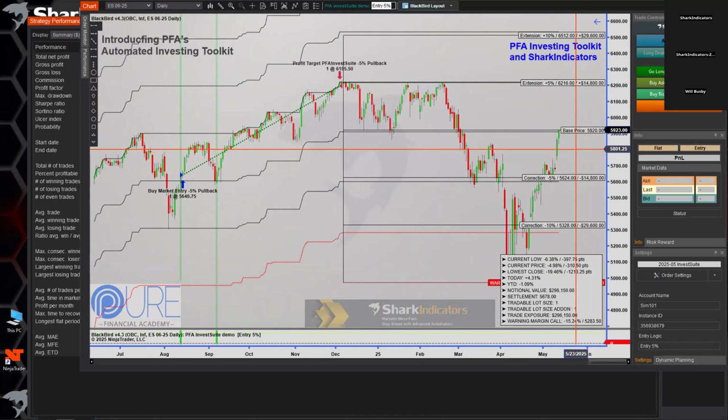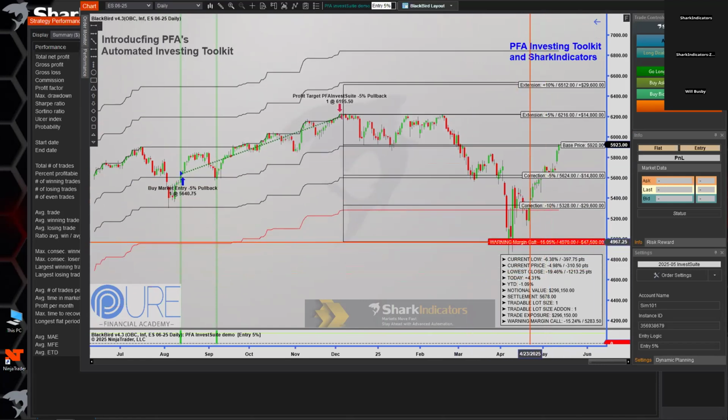Right out of the gate, I could get so much information. For example, based on the account size, I can tell you how far down I'd be before a margin call. If you scrunch up your chart vertically, yeah, there you go. We would have an entire 16.05% before I even come close to a margin call, and that's based on the number of contracts we're trading. It's calculating that. You can see the tradable lot size down there.